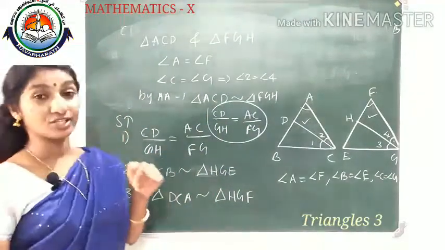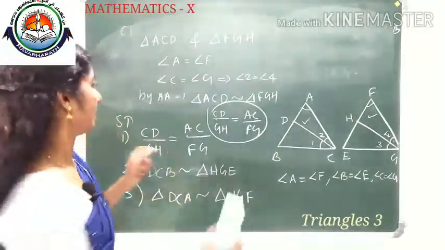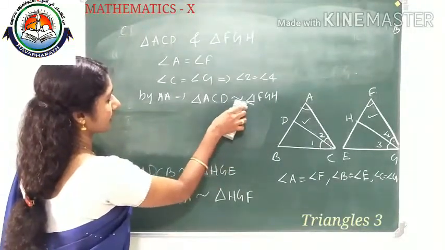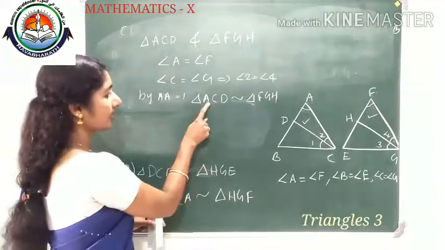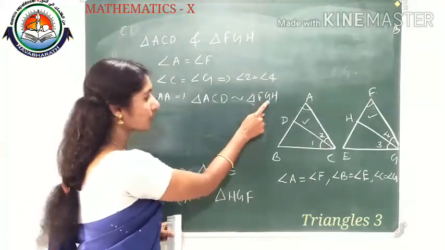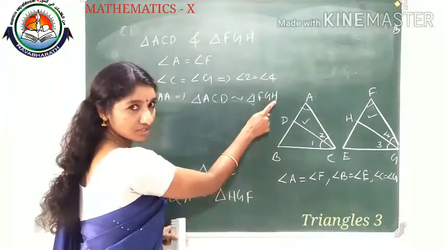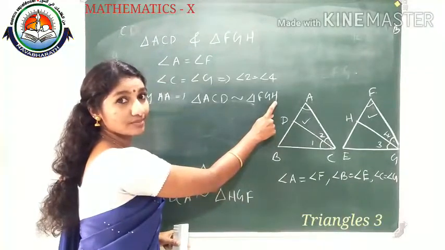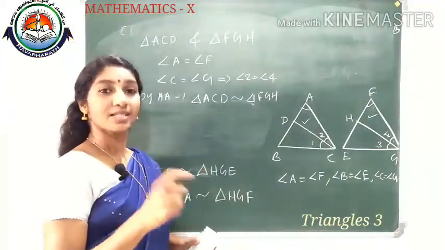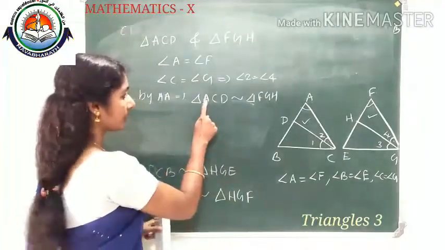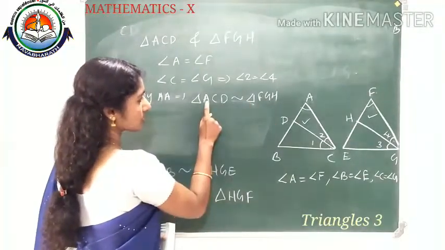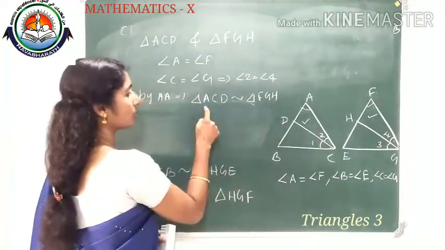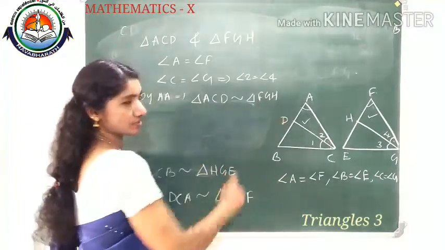Okay, so whichever ratios you will be able to write, they are equal. Now we have given the proof for the first time, just explaining which ratios will come, they are equal. See, AC by FG equal to CD by GH equal to AD by FH. Like this you will write the ratios since they are similar triangles. Once more, ACD similar to FGH, so AC by FG equal to CD by GH equal to AD by FH.